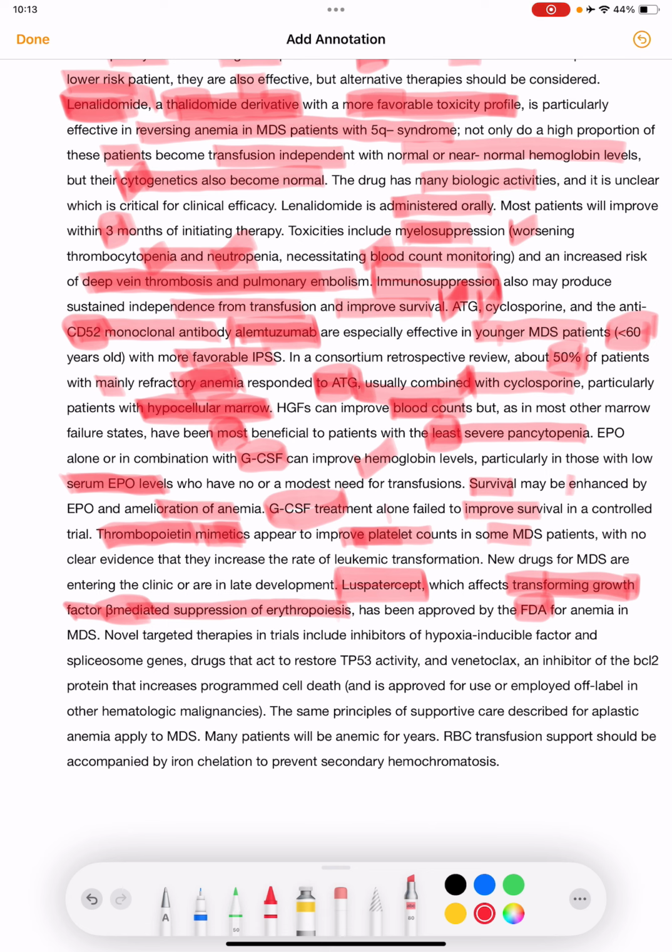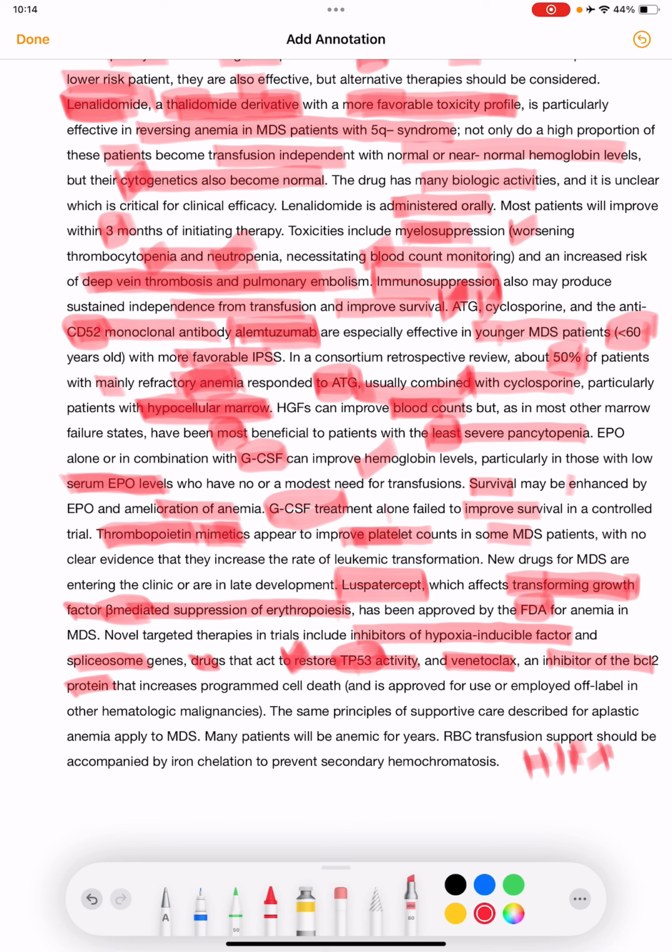Novel targeted therapies include inhibitors of hypoxia-inducible factor, okay, and spliceosome genes. Drugs that act to restore TP53 activity, since TP53 is a tumor suppressor gene, so we have to restore TP53 activity. And venetoclax. So what is venetoclax? Inhibitor of the BCL2 protein.